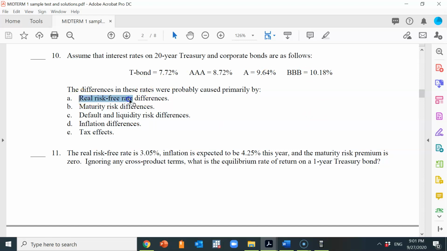This is not about real risk-free rate. Real risk-free rate, or risk-free rate, should be all the same for all the bonds. Maturity risk should be different only for bonds with different maturities, but these are all 20-year bonds, so they should have the same maturity risk. Inflation, IP, should be all the same for all the bonds. Tax effects, not relevant here.